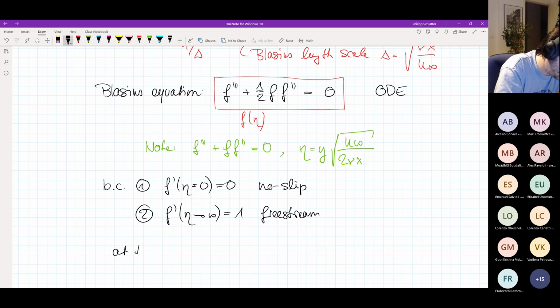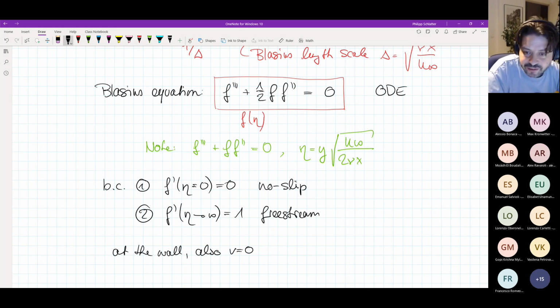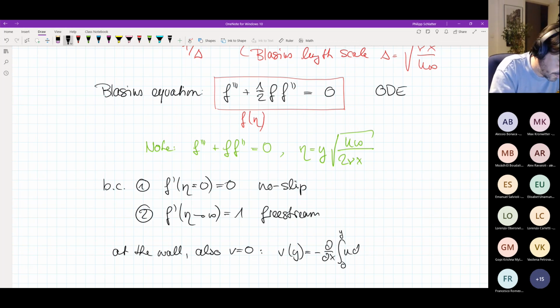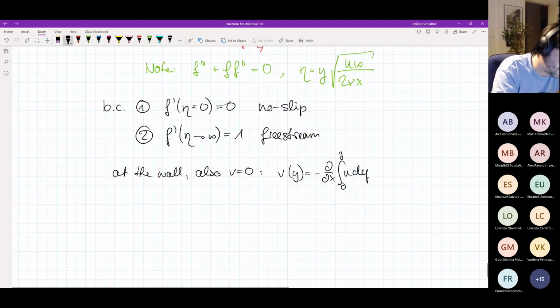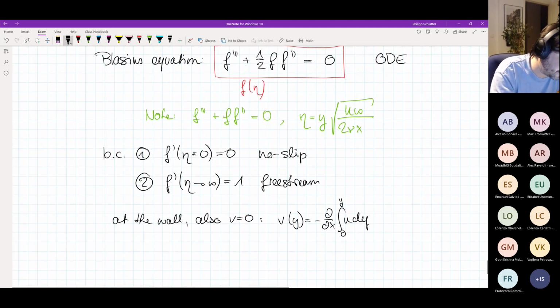So at the wall, also v needs to be 0. Well, what is v? v is v of y, what we wrote above. This is this kind of integral term, minus d/dx of the integral from 0 to y of u dy. And now, of course, this needs to be written in terms of f.